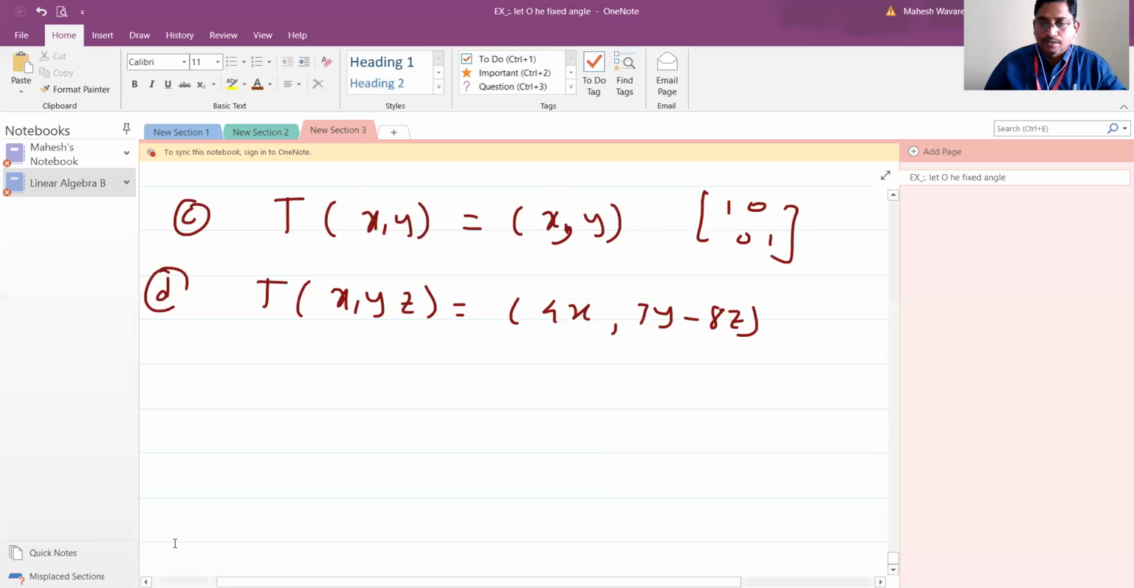We will take the last exercise here. Find the standard matrix for T and use that matrix to find rank and nullity of T. Okay. You can solve these C and D easily.